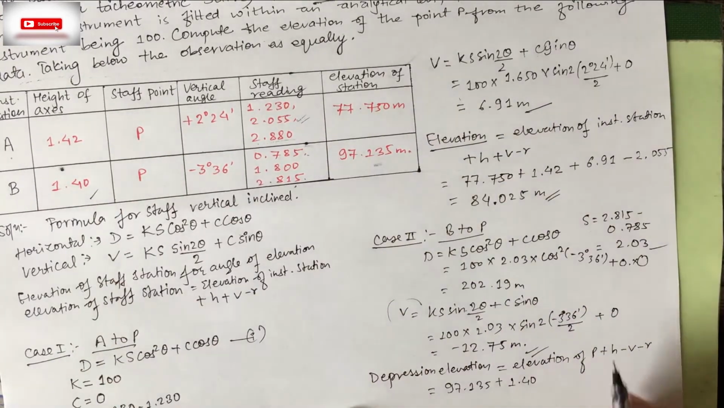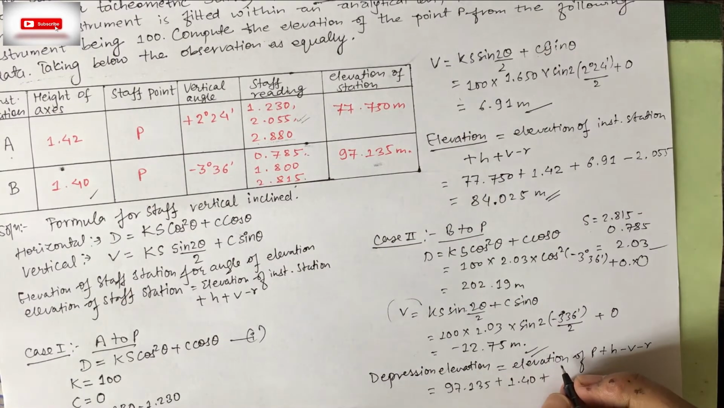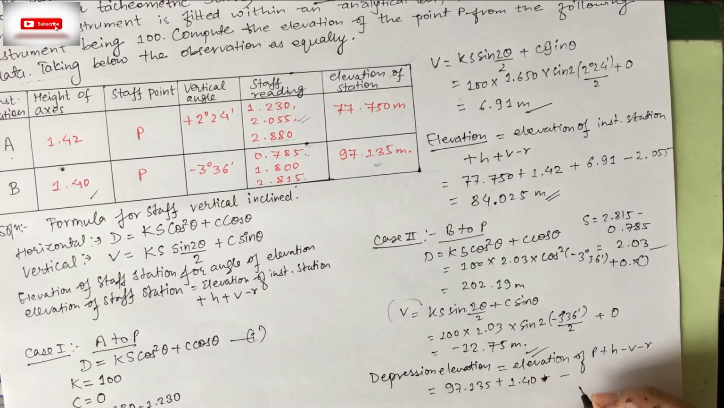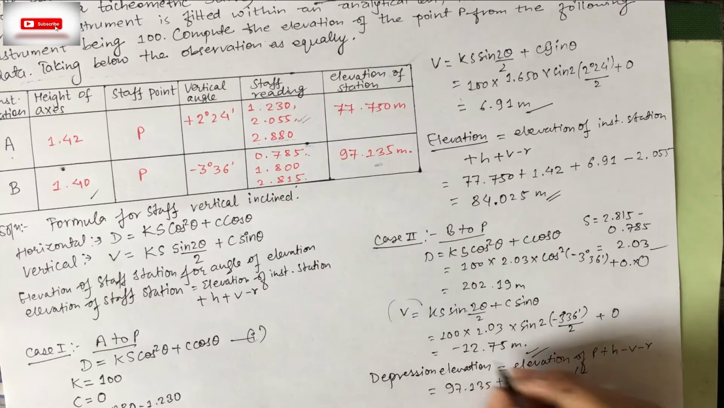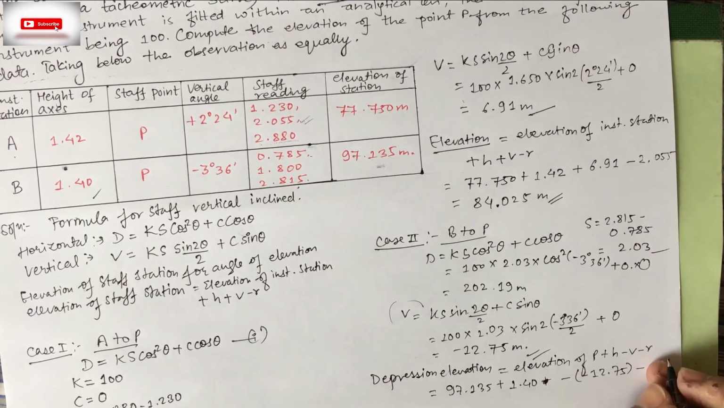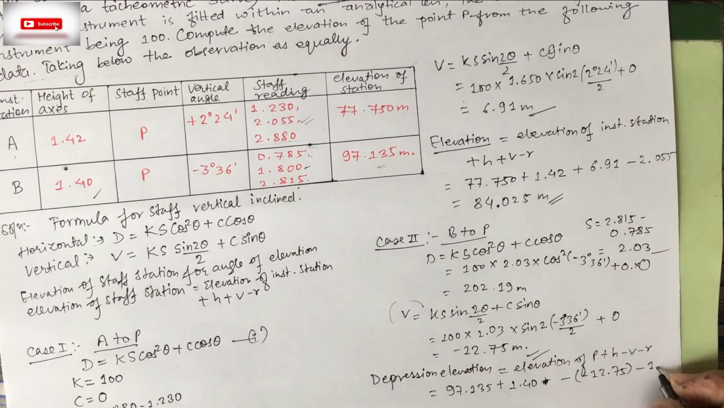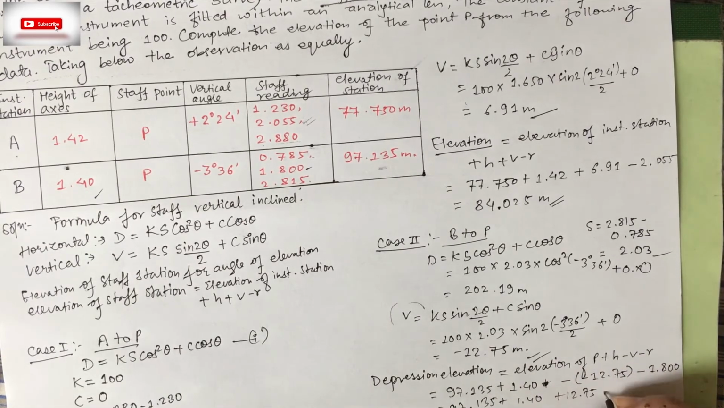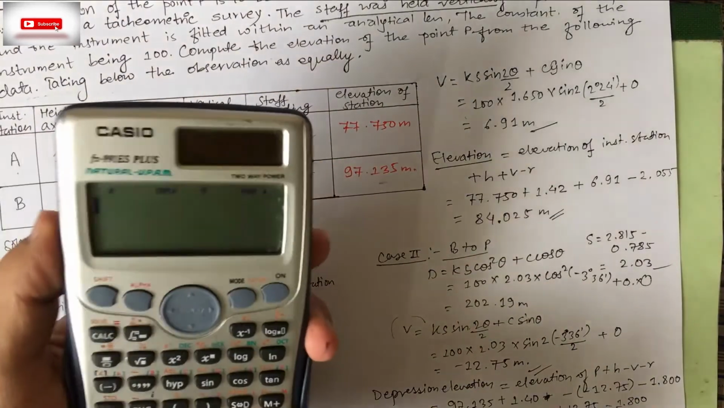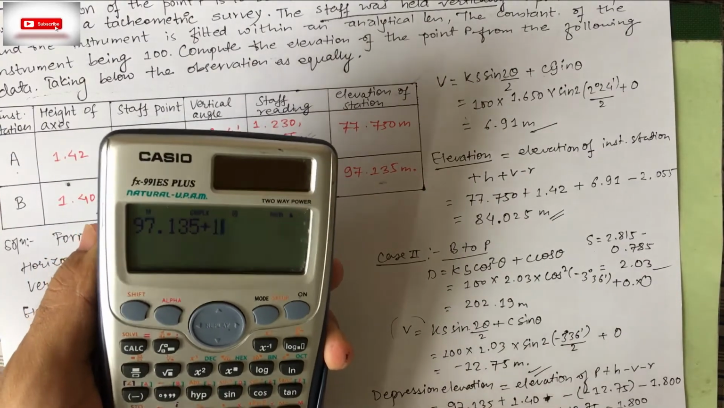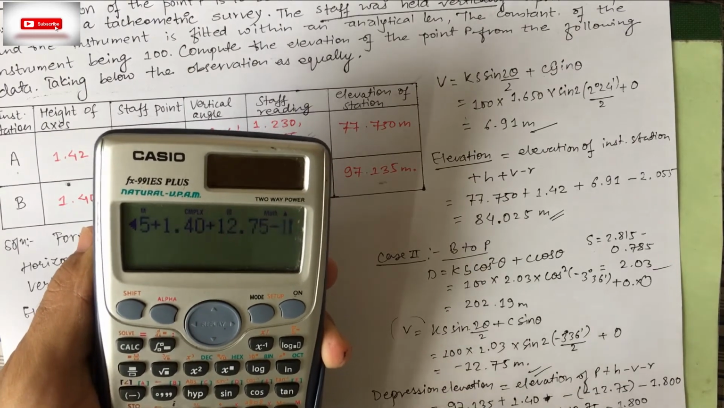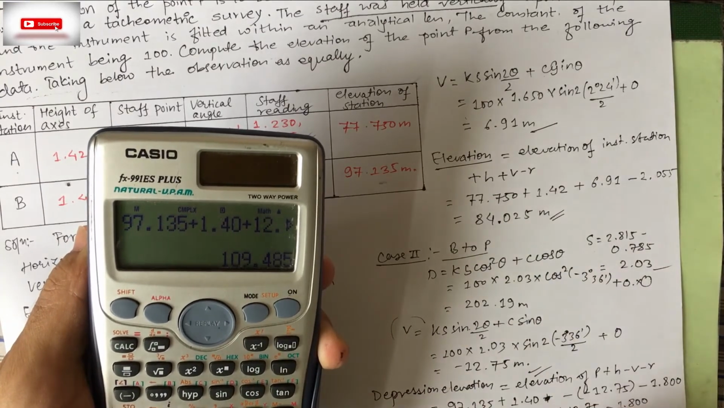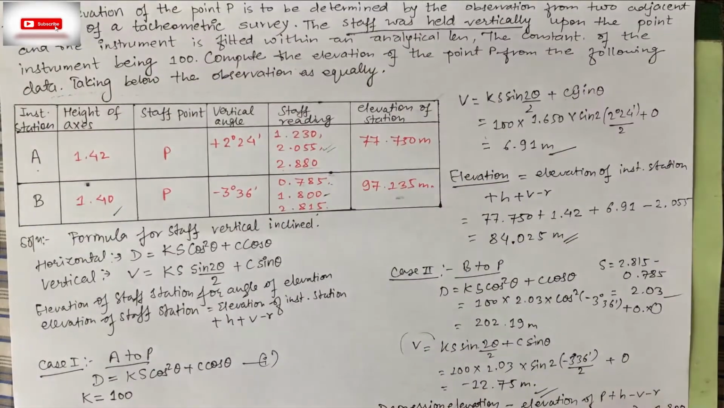plus, B will be minus, B is given, this will be minus, and our B is 12.75, minus R, which is this one, middle one, 1.800. Now 97.135 plus 1.40 minus minus 12.75 minus 1.800. This will give 97.135 plus 1.40 plus 12.75 minus 1.800. Okay, it will give 109.485 meter.